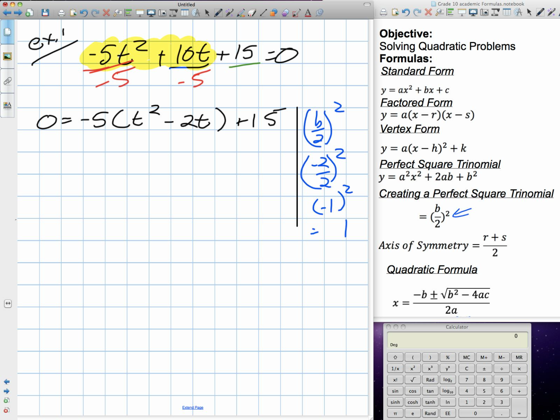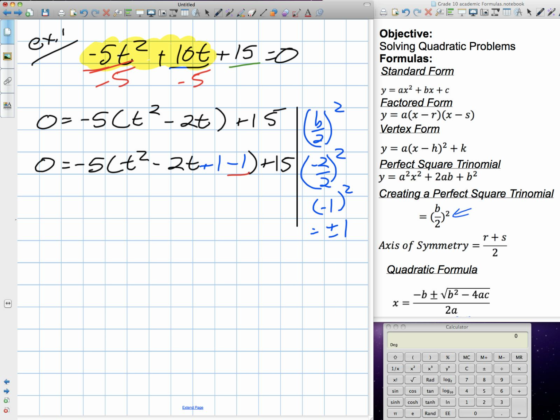So what's the next bracket going to read? 0 equals -5 bracket t squared minus 2t plus 1, subtract 1. Plus 15. Close brackets. Yeah, 15. Good. What's the next step? You multiply -1 by -5. Why?